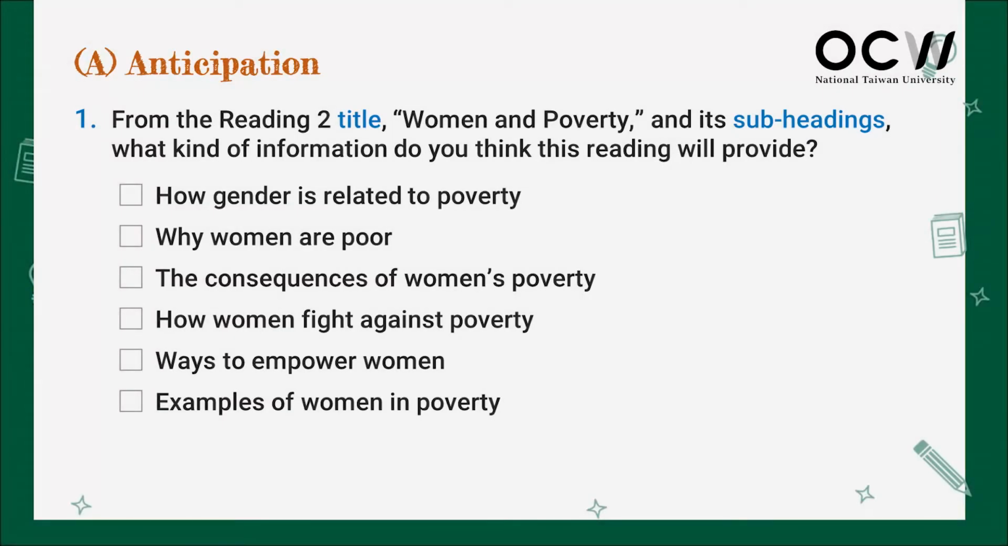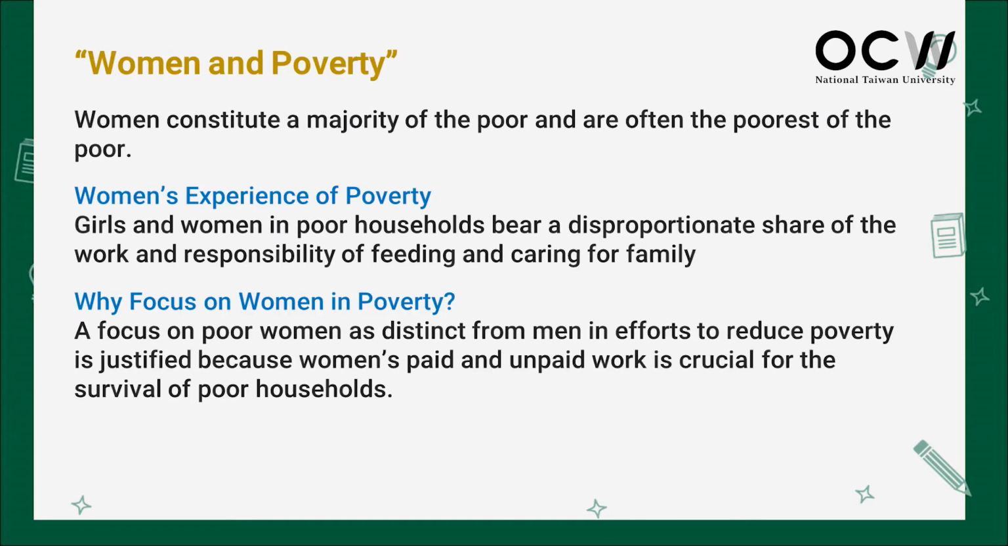So how was the reading? We're going to first look at the title and the subheading, something that did not appear in the first reading. There are now several options appearing on the screen. What you're going to do is look at the different subheadings and title that were given in the reading and choose which of these topics were actually discussed in the reading. That is to say, based on the title and the subheading alone, can you use your anticipation strategy to guess what kind of topics were included? The title was Women and Poverty.